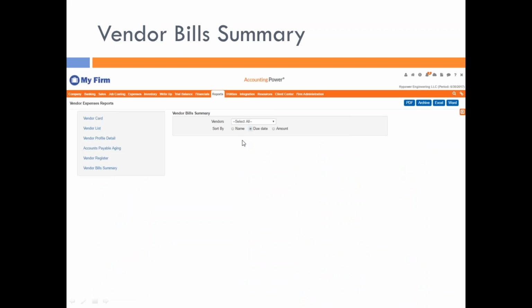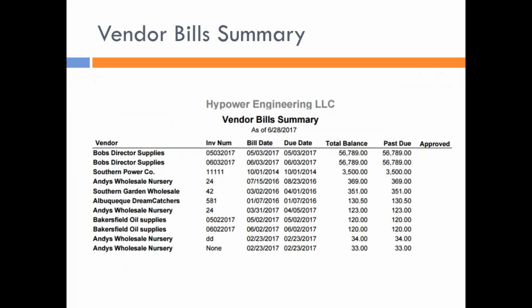Vendor bill summary, you have the same sort ability here, name, due date, and amount. And this report will give a little bit different information though than that one. This one won't be just for past due. It will be for any unpaid bills. And what that will do for you is, once again, this one I sorted by amount instead of due date, but you'll also have the ability to see which bills have been approved for payment, but they have not been paid yet.